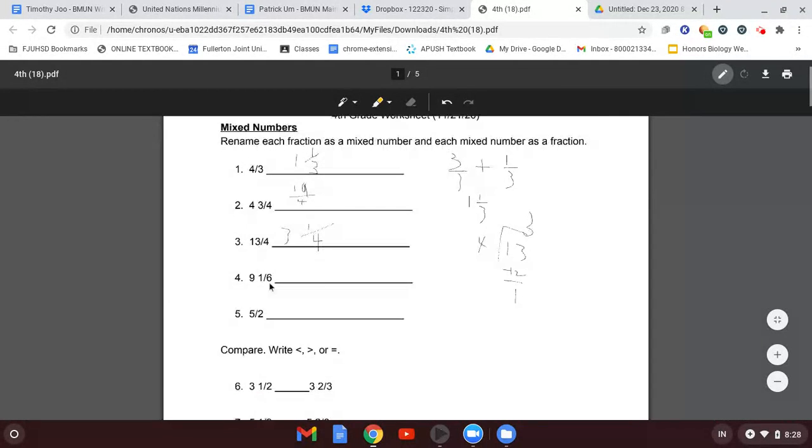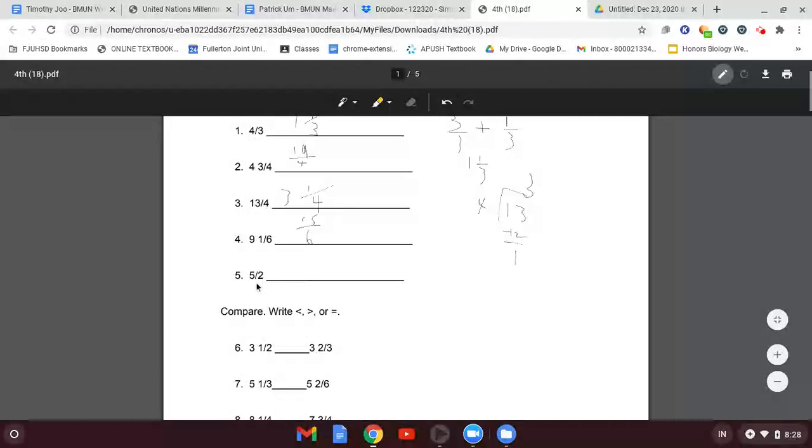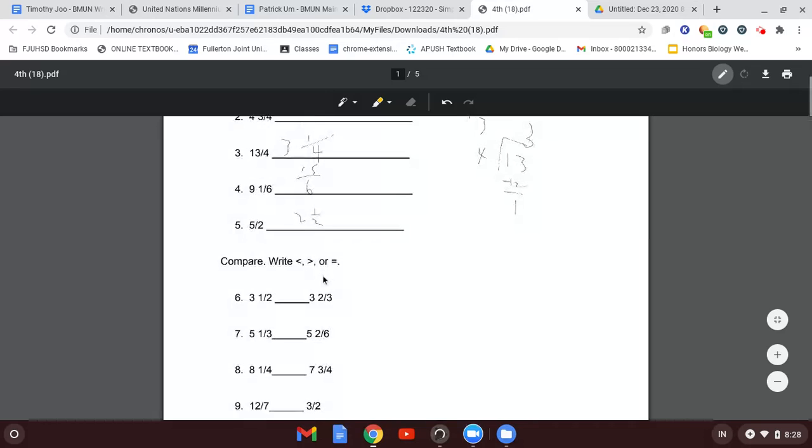And for number 4, once again, you just multiply. So 9 times 6 is 54, and then you add the 1, which is 55, divided by 6. And then if I divide by 2, the 5 over 2, and then make that a mixed number, it'll be 2 and 1/2, because 5 divided by 2 is 2 with the 1 left over.